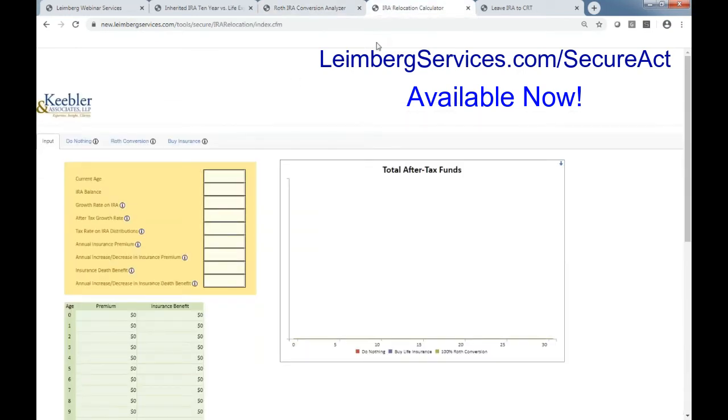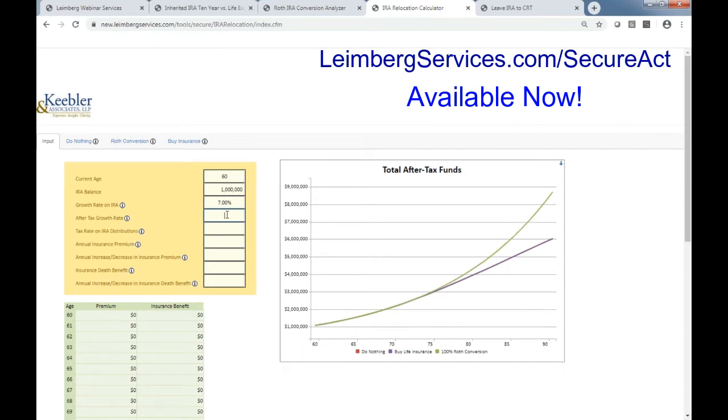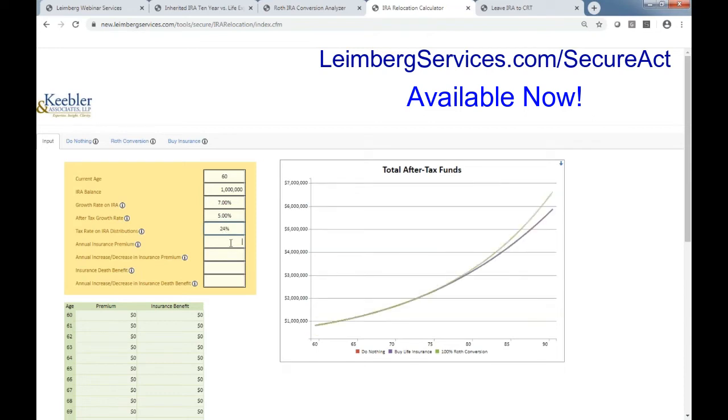Now, there's a concept called IRA relocation. This is basically what we do when we're looking at buying insurance. So let's say you had a person who was exactly 60 years old. They have an IRA balance of $1 million. The growth rate on the IRA is 7%. The after-tax growth rate is 5%. The tax rate on distributions coming out, for a married couple, we can still manage that at 24%.